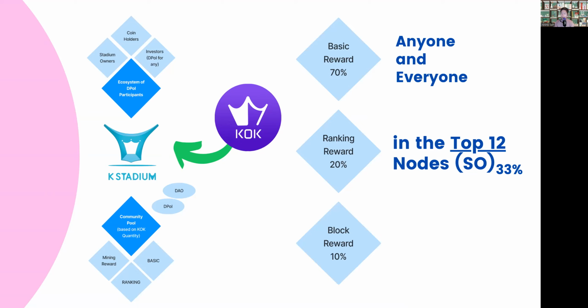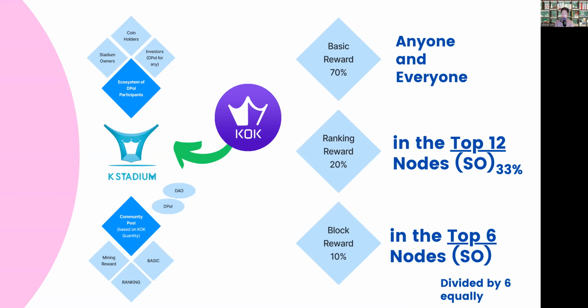And the final 10% of the pie out of the 100% that is being distributed in K Stadium, we call that block reward, where as long as you're on the top 6 nodes or the top 6 SOs, you can receive a 6 equally divided part of the remaining 10% of the KOK in distribution.